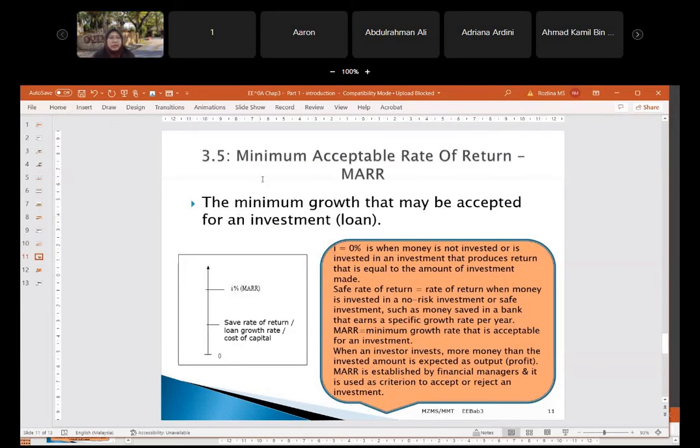Okay, then we go to minimum acceptable rate of return, MARR. This one is like what you have done before; sometimes we call it interest, sometimes we call it growth. So the minimum growth that may be accepted for an investment. For example, a loan. So i equal to 0% is when money is not invested, or is invested in an investment that produces a return equal to the amount of investment made.